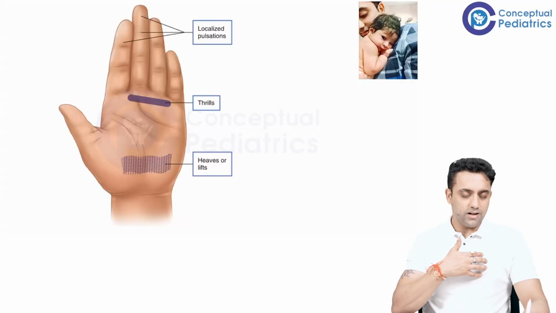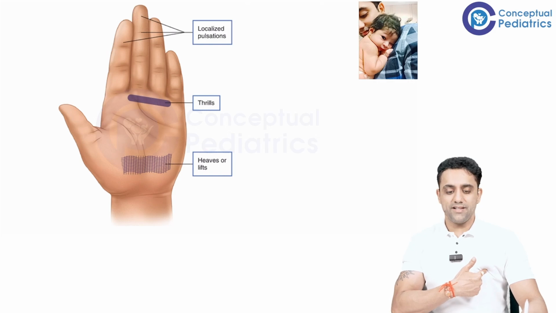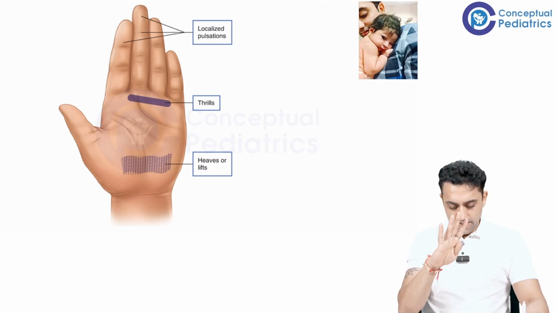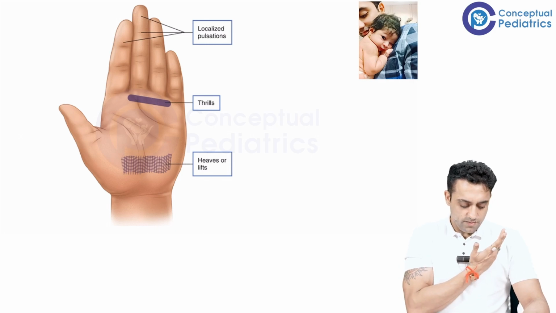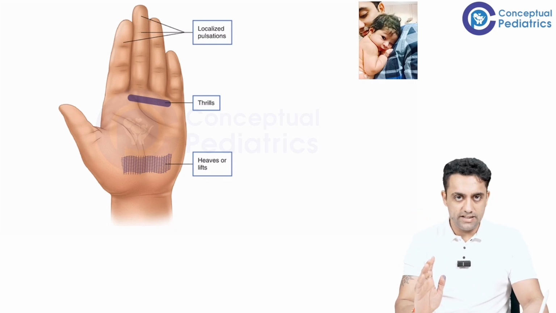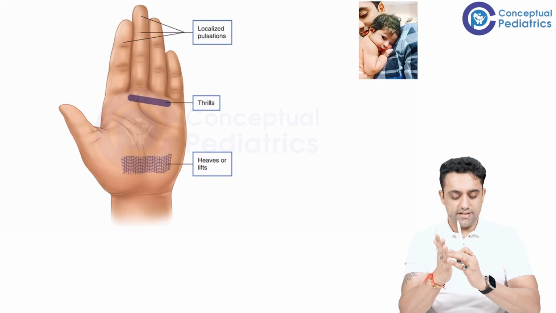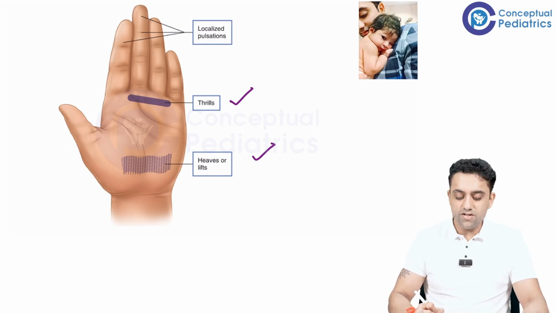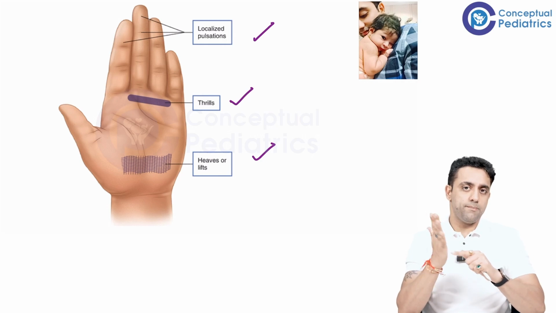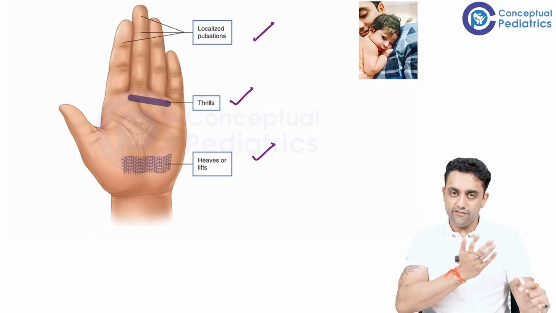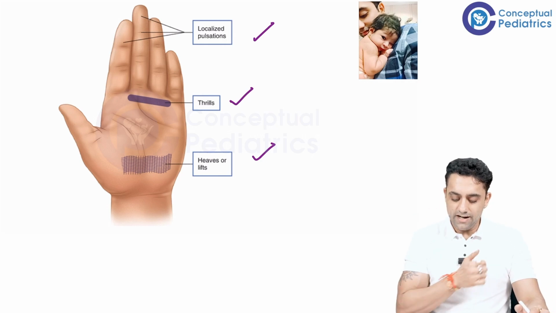If you have to see localized pulsation, specifically localized, then you use the tip of the fingers. Heave, basically parasternal heave, you can see either by this part. The heave or lift and thrill are used for this part. In general, localized pulsations over here, thrills are more appreciated at this part, and heave or lift are appreciated at this part.